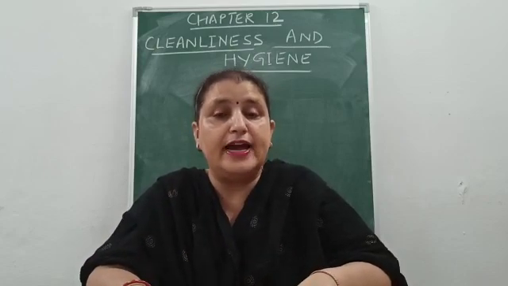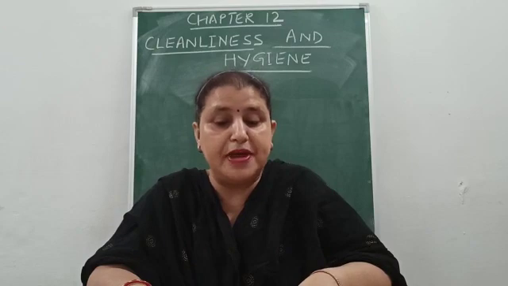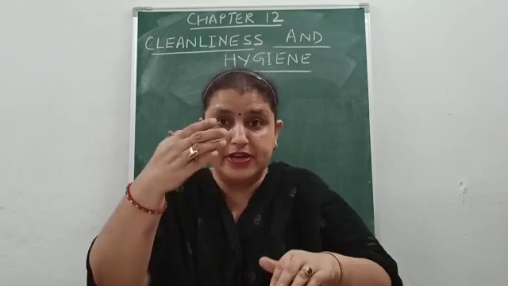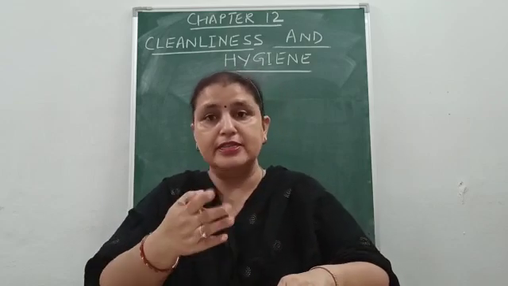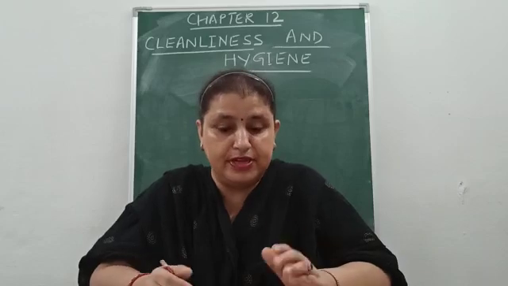Number 3, flies and mosquitoes can be prevented from entering the house by putting wire mesh on doors and windows. You have the net on the doors and the windows so that all these insects cannot come inside the house. That also protects your surroundings.